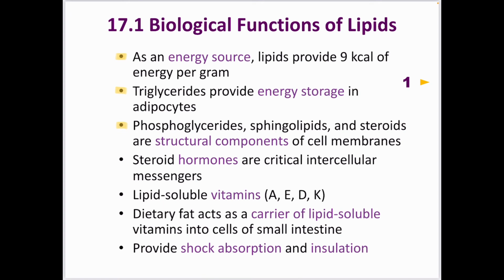Phosphoglycerides, sphingolipids, and steroids make up the basic structure of all cell membranes. These membranes control the flow of molecules into and out of cells and allow cell-to-cell communication. The steroid hormones are critical messengers that allow tissues of the body to communicate with one another. The hormones, like prostaglandins, exert strong biological effects on both the cells that produce them and other cells in the body.